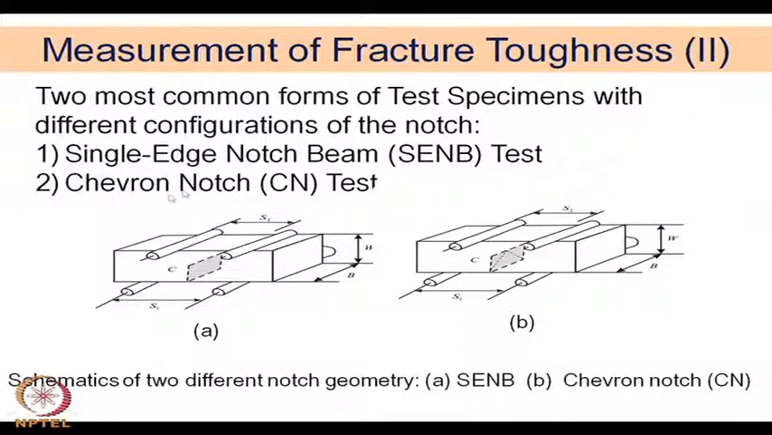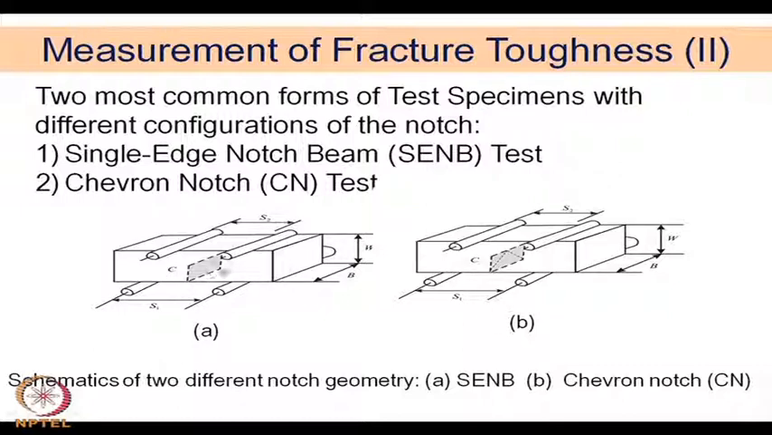There are two different types of notches which can be created. One is called the single edge notch beam test. In both the cases we are doing a 4-point bend test or 4-point flexural test. One is the single edge notch beam, or in short SENB test, and the other is the chevron notch test, sometimes also called the V notch test. Okay. So, these are shown schematically here.